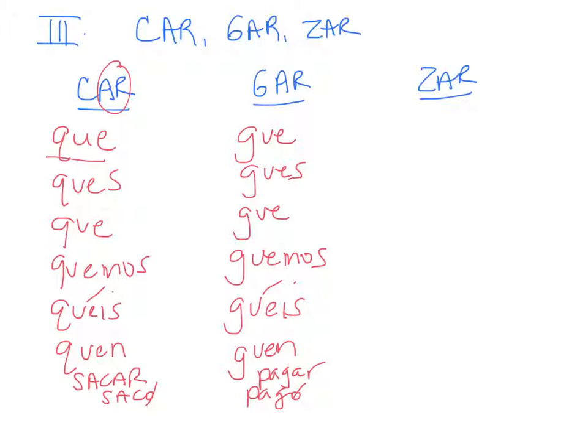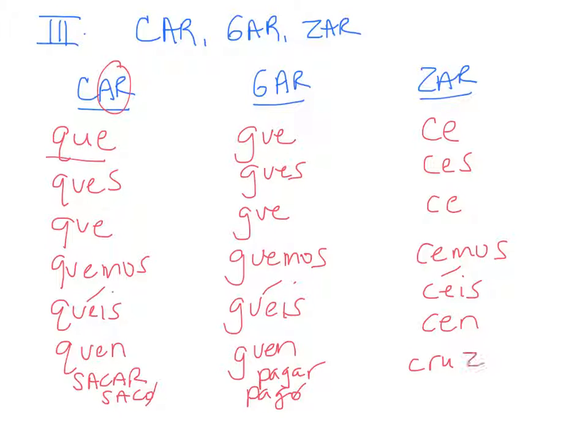And then the zar verbs: ce, ces, ce, cemos, céis, and cen. So for instance, the verb to cross, cruzar, go to the yo, cruzo, drop the o, and then you can put these endings on: cruce, cruces, cruce, etc.